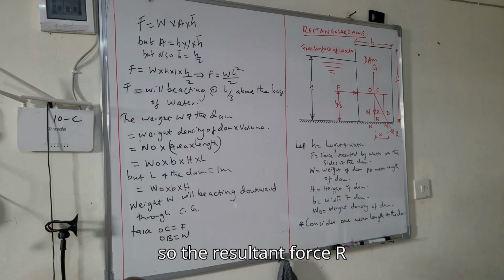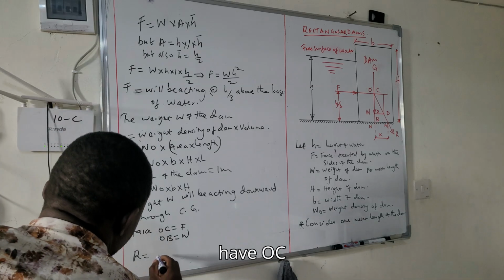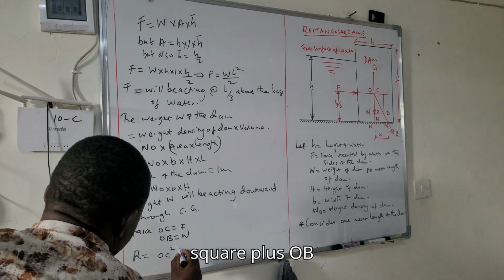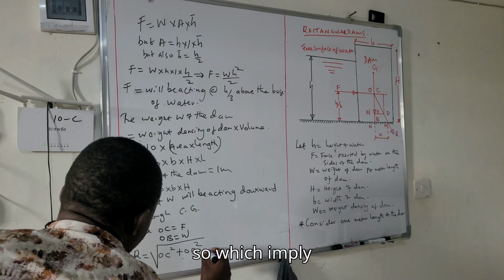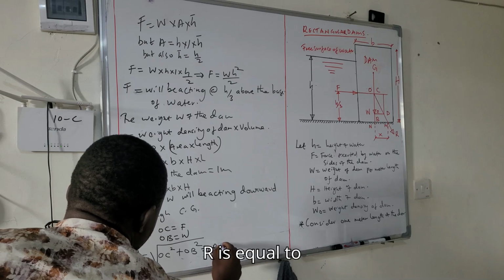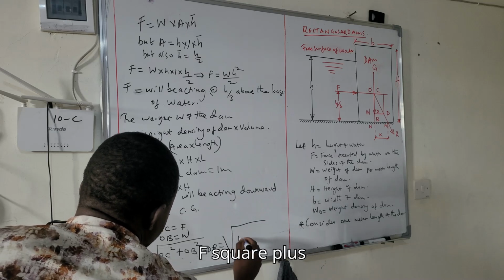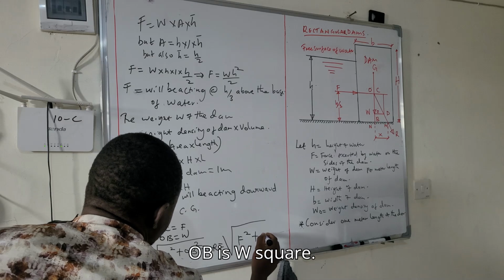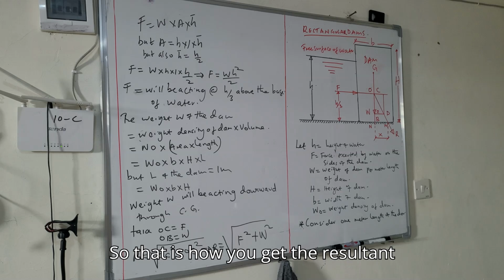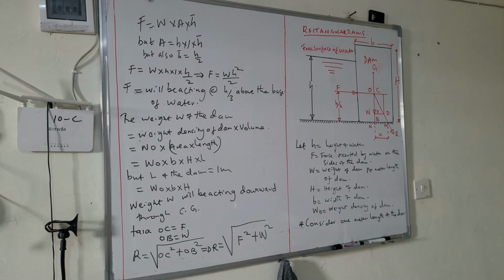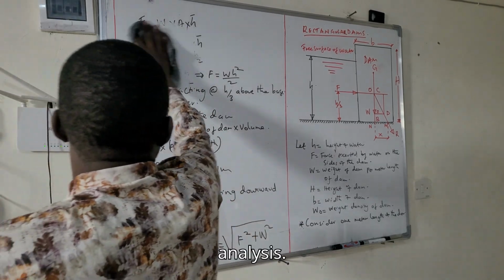So the resultant force R, if you use Pythagoras theorem, you will have OC squared plus OB squared. Then you get the square root. So R is equal to the square root of OC, which is F squared, plus OB, which is W squared. So that is how you get the resultant force R. So let me create more space for analysis.